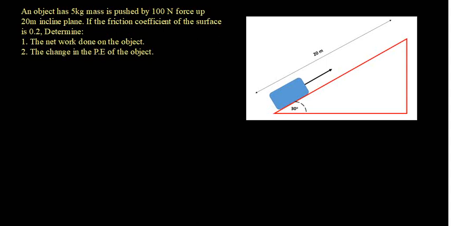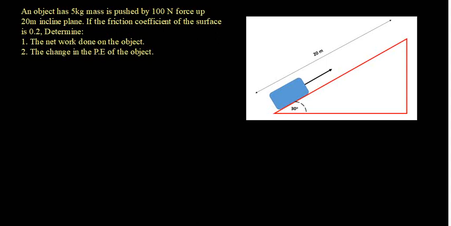So the question is saying an object has 5 kg mass, is pushed by 100 Newton force up a 20 meter inclined plane. If the friction coefficient of the surface is 0.2, determine the net work done on the object and the change in the potential energy of the object.